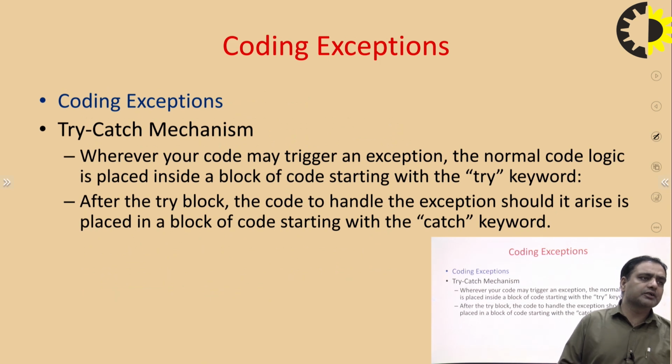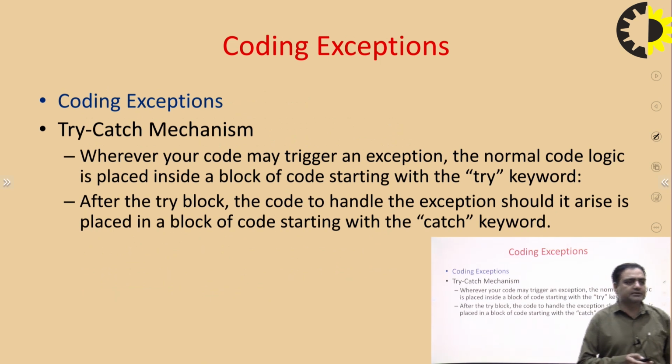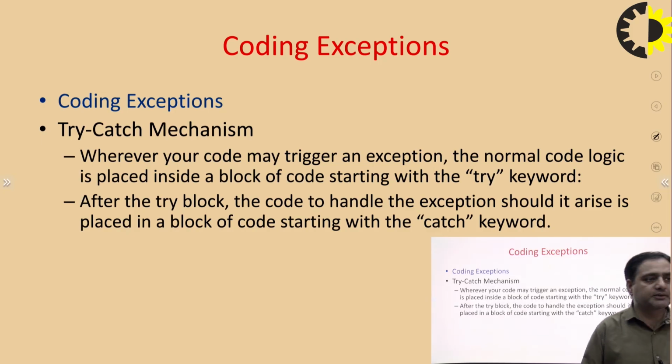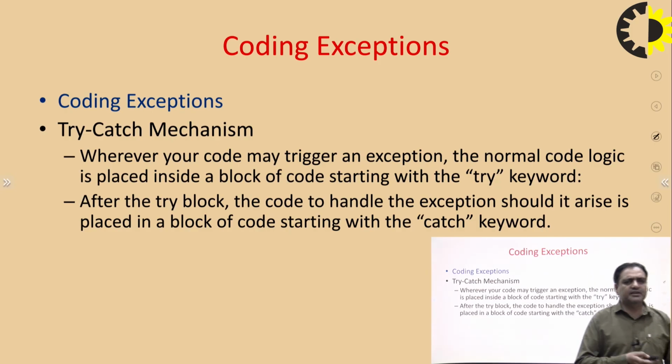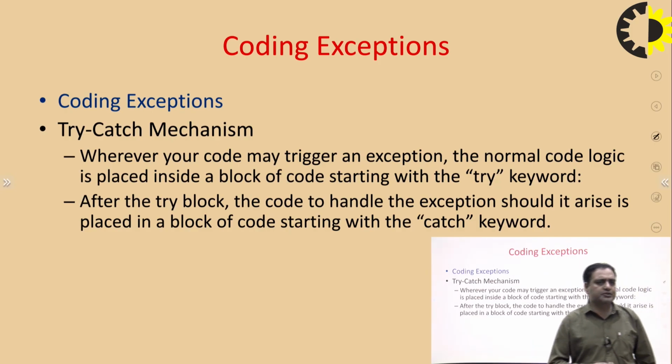The try catch mechanism: whenever your code may trigger an exception, the normal code logic is placed inside a block of code starting with the try keyword. After the try block, the code to handle the exception, should it arise, is placed in a block of code starting with the catch keyword. So these are the keywords: try, catch, throw, throws.